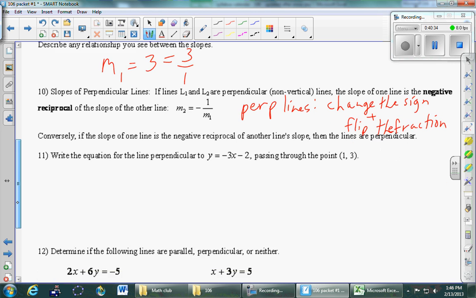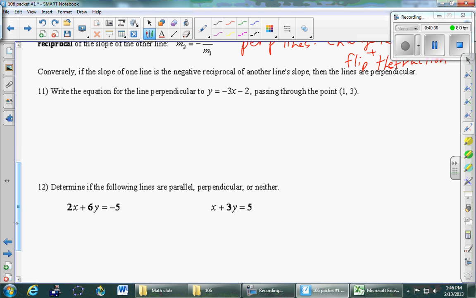Okay, so let's try number 11 here. It says write the equation for the line perpendicular to y equals negative 3x minus 2 and passing through the point 1, 3. So this is just going to be a procedure that we follow. It's not going to be very interesting, but I'm going to ask you to duplicate it. So let's make sure we're all on board with the process.